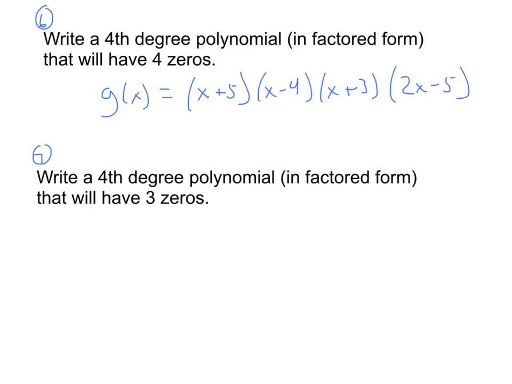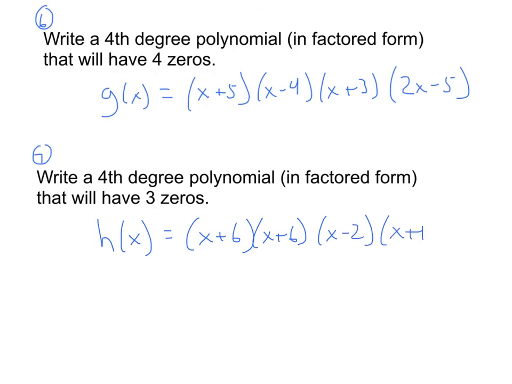7, I want a fourth-degree polynomial in factored form that only has 3 zeros. You could have written a whole bunch of different things, but here's an example of what you could have written. H of x equals x plus 6 times x plus 6 times x minus 2 times x plus 1. It's a fourth degree because if we were to multiply this whole thing out, we would have x to the fourth in there. But we only have 3 zeros. We'd have a zero of -1, +2, and then -6.